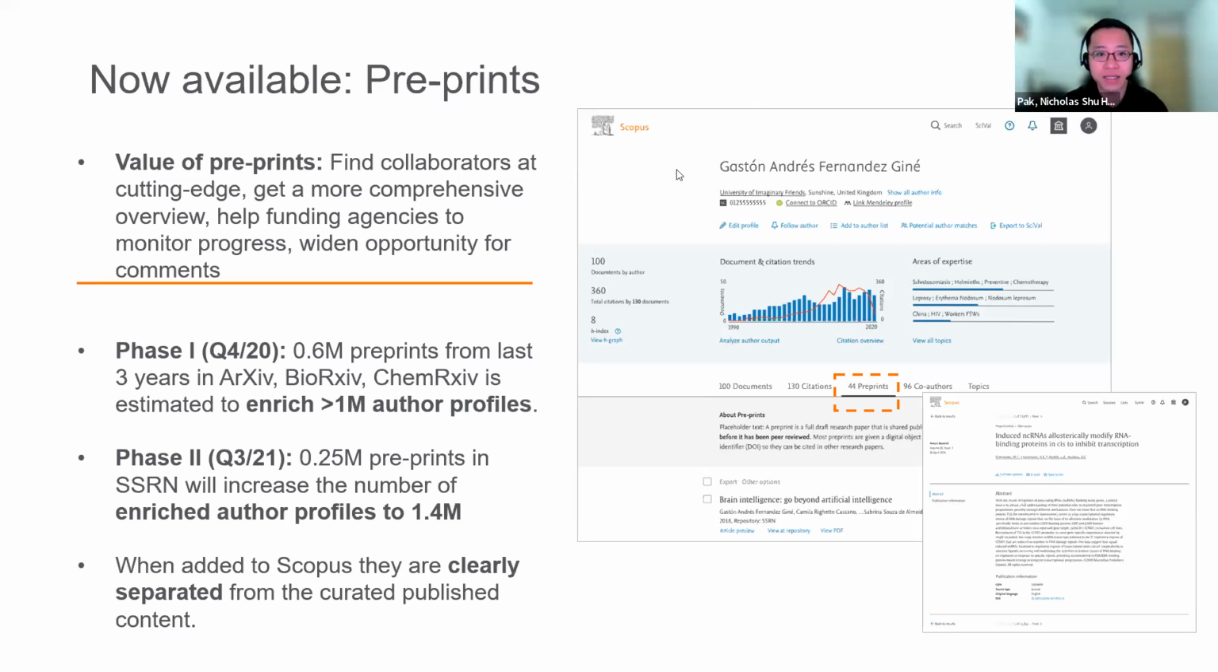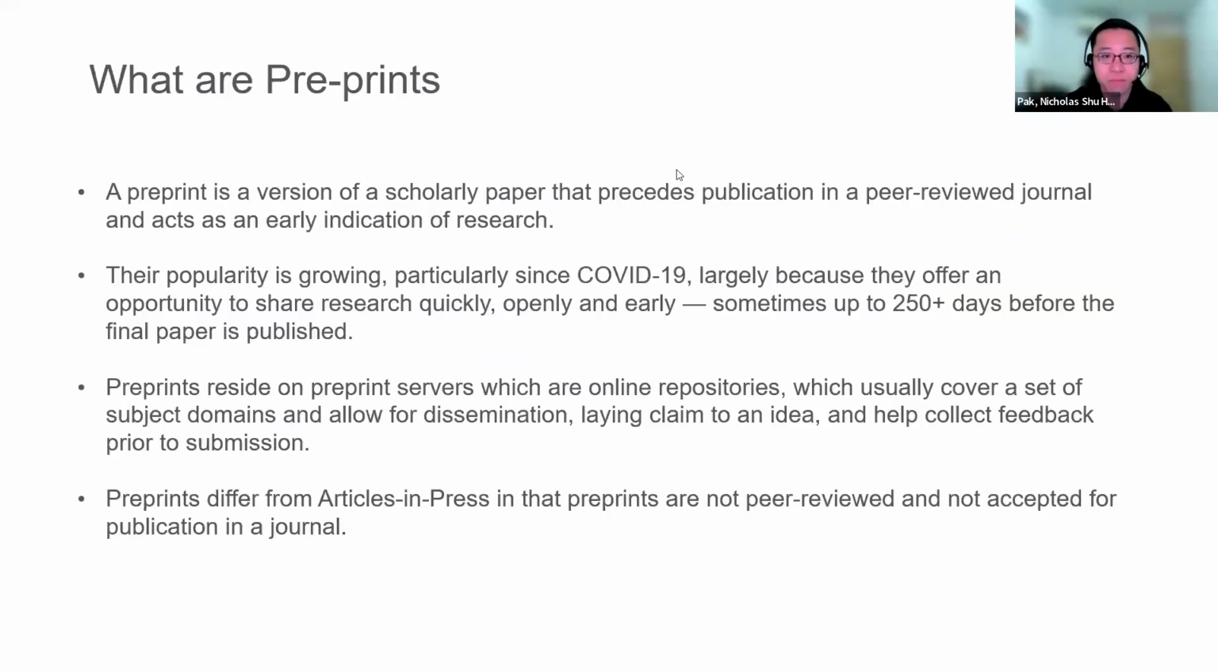Some of you may be asking, what exactly are preprints? Essentially, they are a version of a scholarly paper which precedes publication in a peer-reviewed journal, and they act as an early indicator of research. Their popularity is growing, especially since COVID-19, because this is a great opportunity to share research quickly, openly, and early, sometimes up to approximately 250 days before the final paper is published.